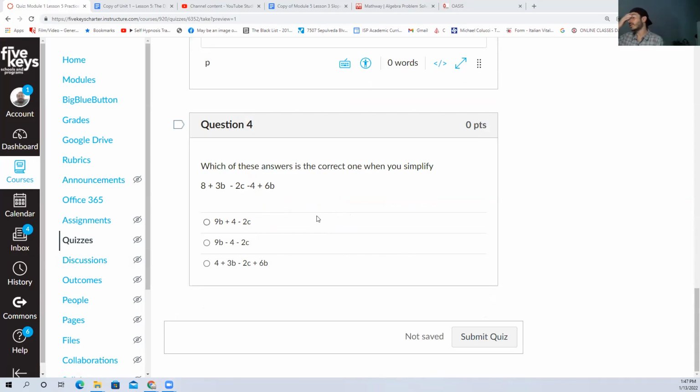It's odd to me that they didn't talk more in depth about combining like terms. We may have to go back and fix that at some point.